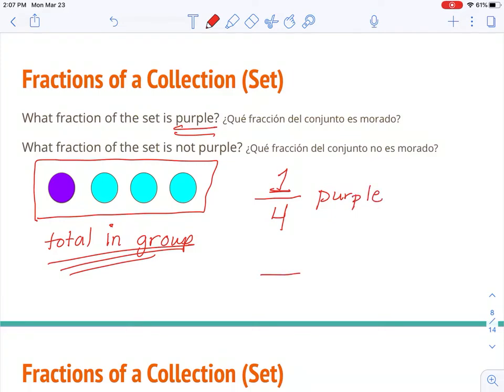Now I do the same thing with blue because, well, it says not purple, so that would be all of the other 3 are not purple. So if 1/4 is purple, then how many fourths are not purple? Well, if I'm at 1/4, how many more fourths does it take to get to the whole? 3 more, right? Because 3 plus 1 is 4. So 3/4 are not purple. We just found fractions of a set.